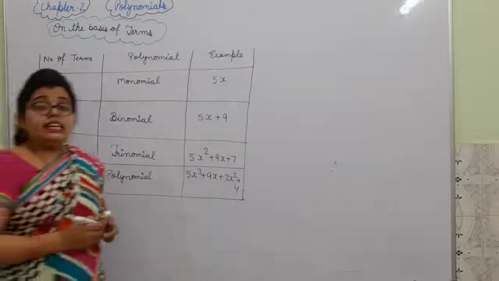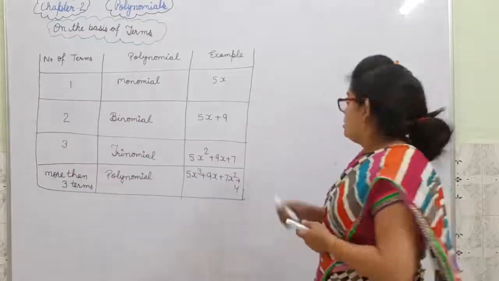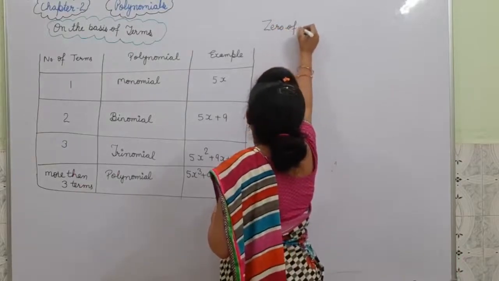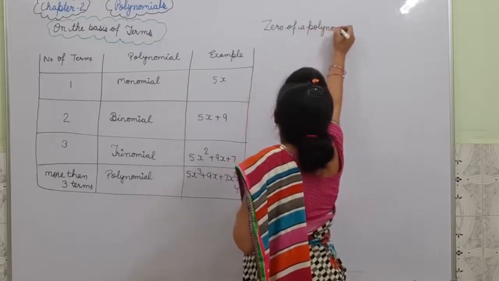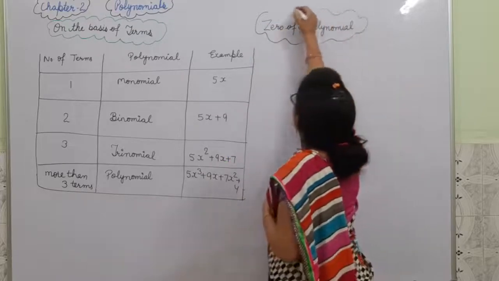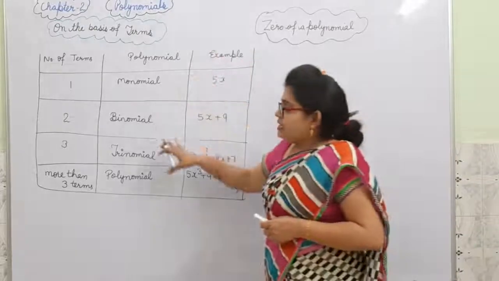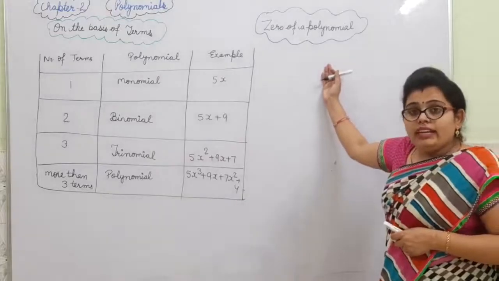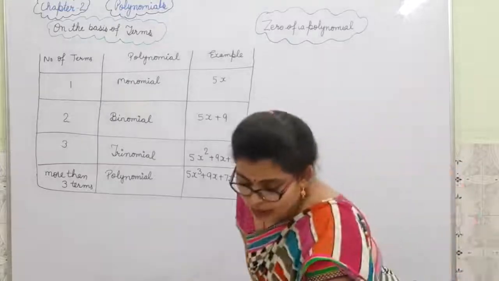Dear students, it is about the types of polynomial. After this, zero of a polynomial. This concept we will study in our second exercise. All these we will study in our first exercise, and zero of a polynomial we will find in our exercise 2.2. Now see what is the zero of a polynomial.